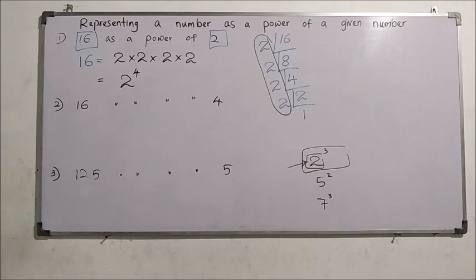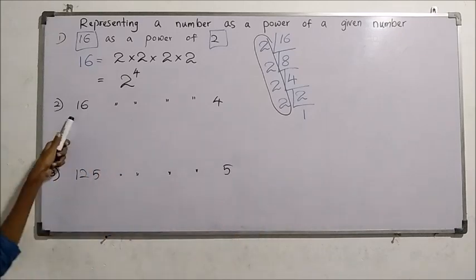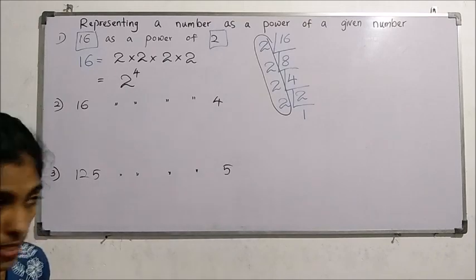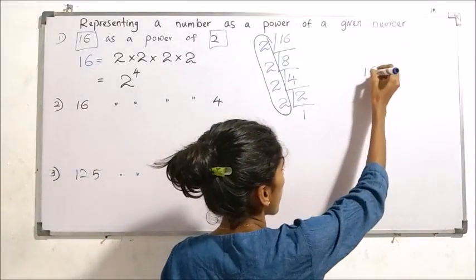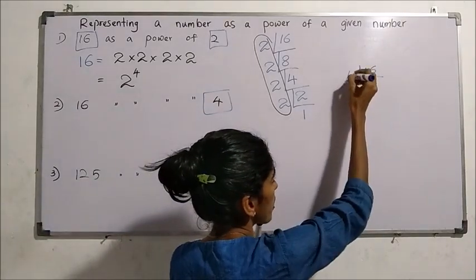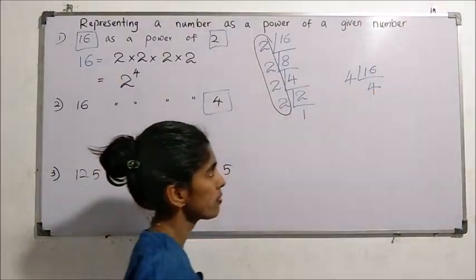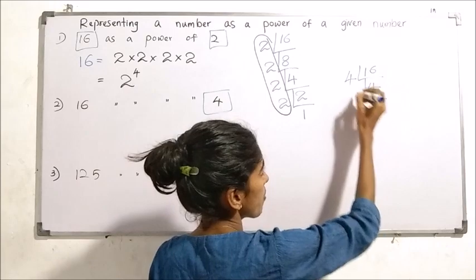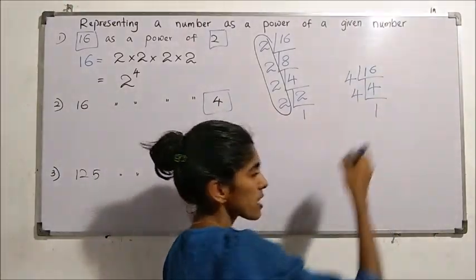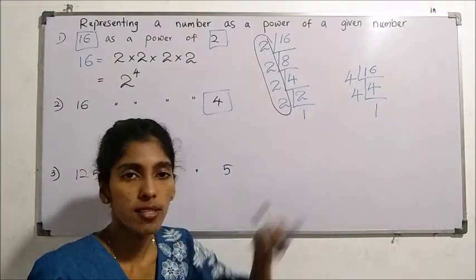Okay, now the next example is 16. Now we need to write 16 as a power of 4. Now this number 16 should be divided by what? By 4. Downwards we need to divide. 16 divided by 4, the answer is 4. Then again divide by 4 because the provided number is 4. 4 divided by 4, the answer is 1. Until you get the answer as 1, we need to divide and then stop.